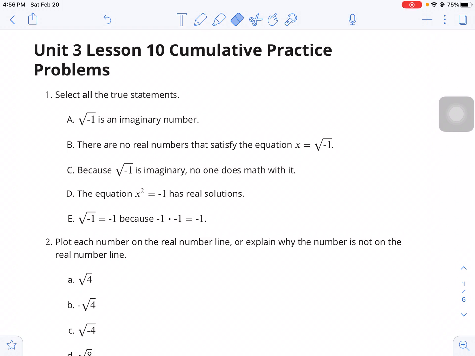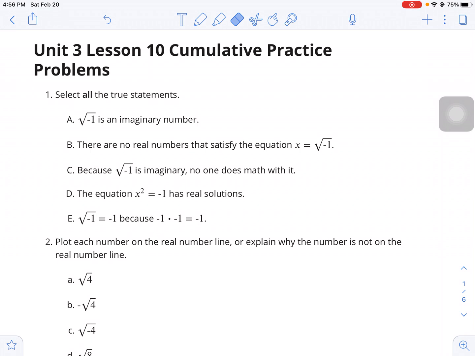All right, here are the solutions to lessons 10 and 11. We'll do 10 first. The first two pages are from lesson 10 in unit 3, and the last three are from lesson 11. So starting out here, select all the true statements for the first one.